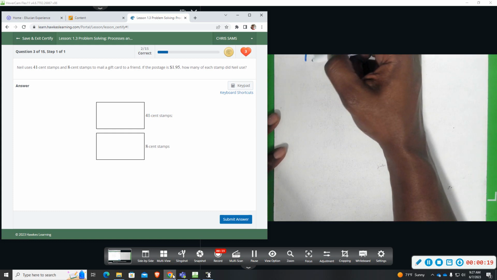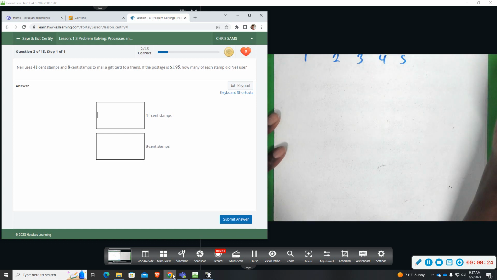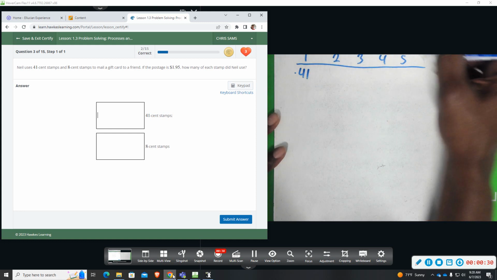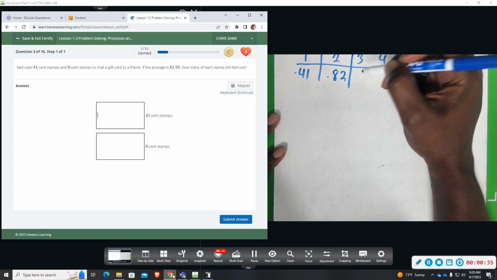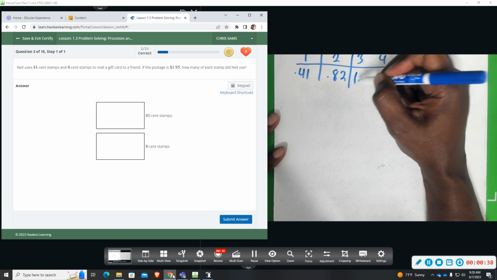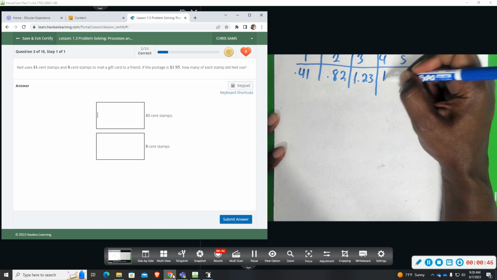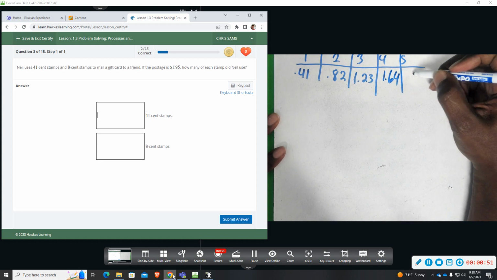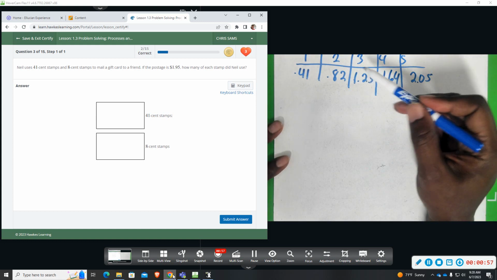So if we use 1, 2, 3, 4, 5. We start with 0.41, multiply that by 2, gives us 0.82, times 3 will give us 1.23, and by 4 gives us 1.64, and if we multiply that by 5, that would give us 2.05. And that would be too much. So I need to either do 4, 3, 2, or 1.